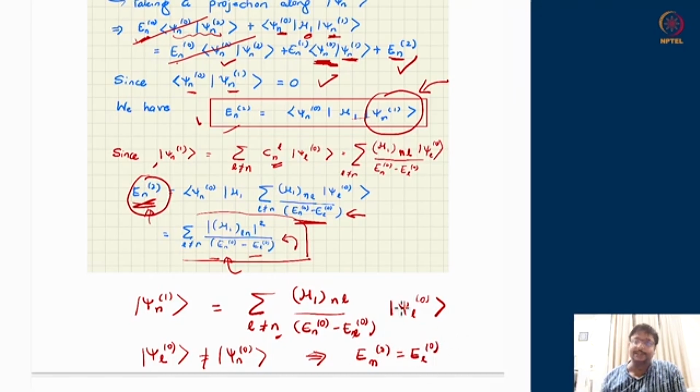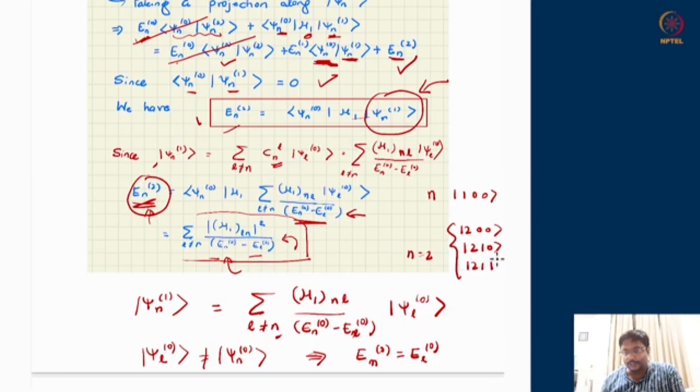We have seen examples like that. For example, in hydrogen atom, we know the ground state is 100 and it has a single state. But the first excited state, n equal to 2, actually has 4 states there: 200, 210, 211 and 21 minus 1. So they have the same n values, but they have different L values and M values.